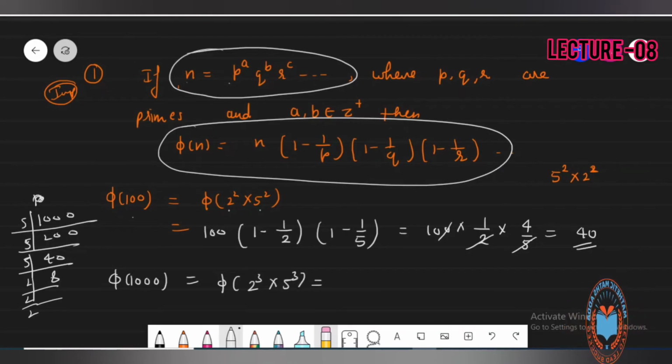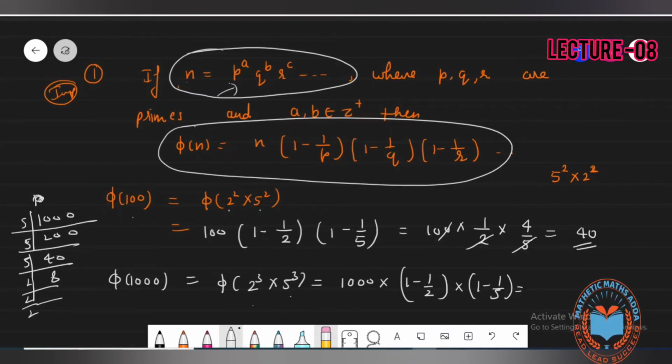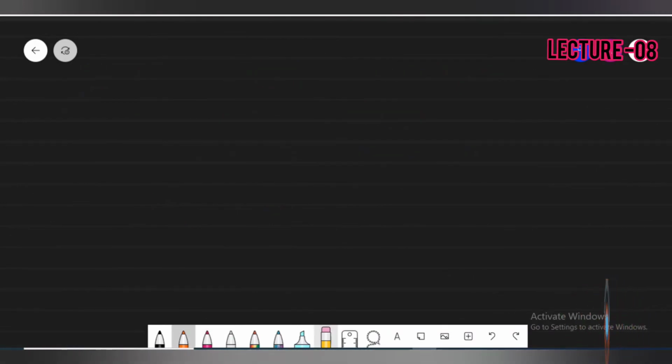Now if I apply this formula again, the value of P is 2 and the value of Q is 5. So substituting these values, phi(N) means 1000 into 1 minus 1 by 2 into 1 minus 1 by 5. It will be 1000 into 1 by 2 into 4 by 5. Zeros cancel out. It will be 400. So this is a very important formula for finding phi of higher numbers in terms of Euler's phi function. This is the first rule for higher numbers. This formula can be applicable to smaller numbers also.